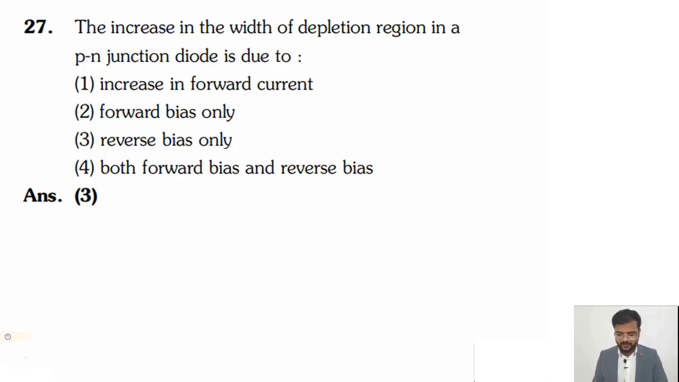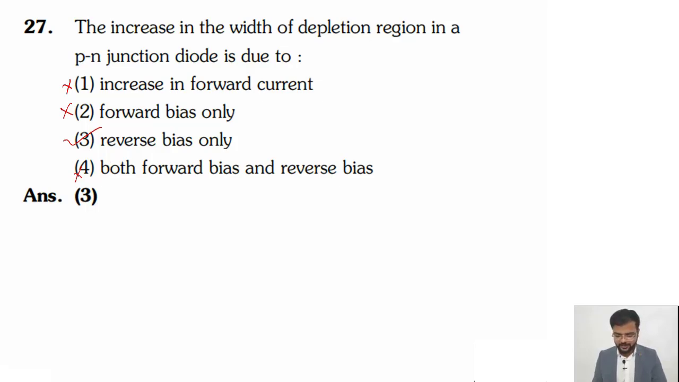So this is not a correct option, forward bias only. This is also not, reverse bias. So here the correct answer is what? Reverse bias, and this is also wrong, both forward bias and reverse bias. So reverse bias is the correct answer. So option number 3 is correct.